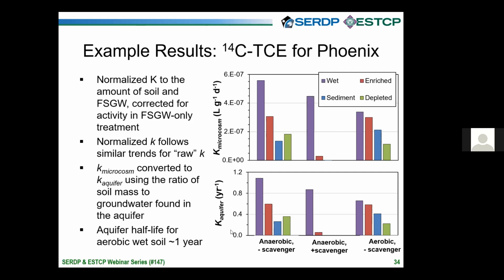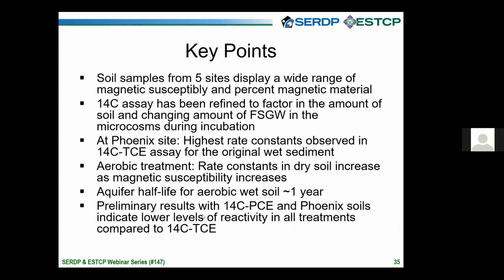That's what we did in this lower bar graph. And from this, the important take home is that in the aerobic aquifer with the wet soil, this purple bar right here, that rate constant translates into a half-life of about 1 year, which is certainly a meaningful outcome for assessing the potential for attenuation.